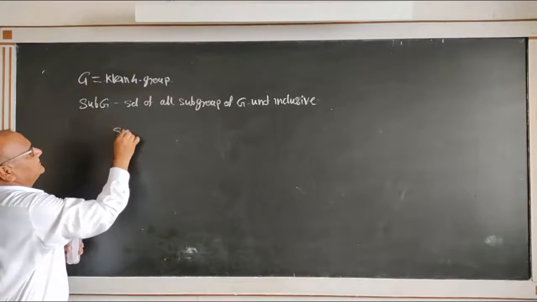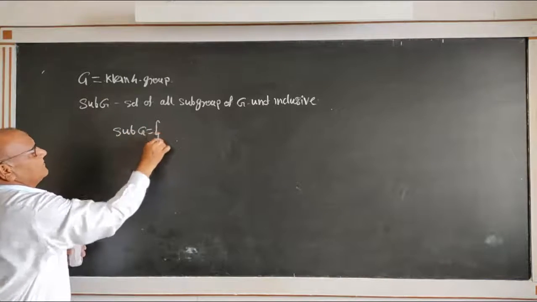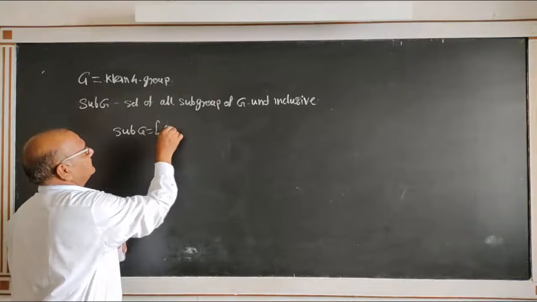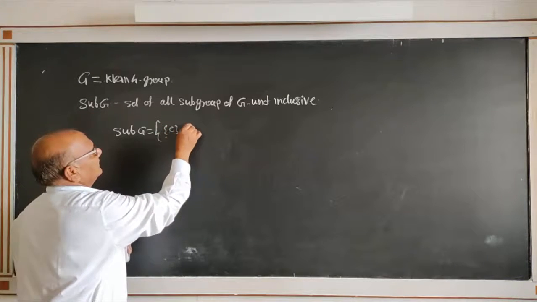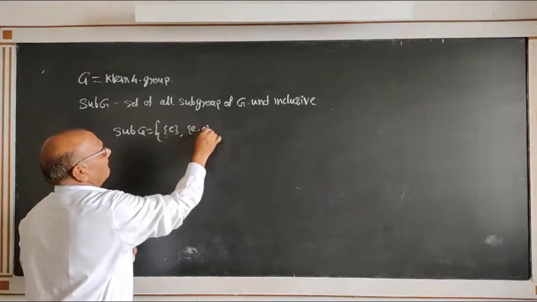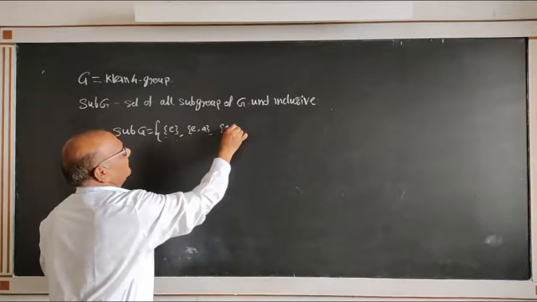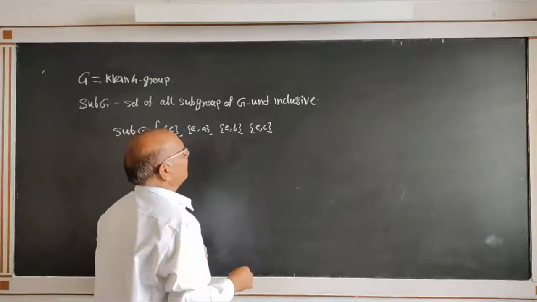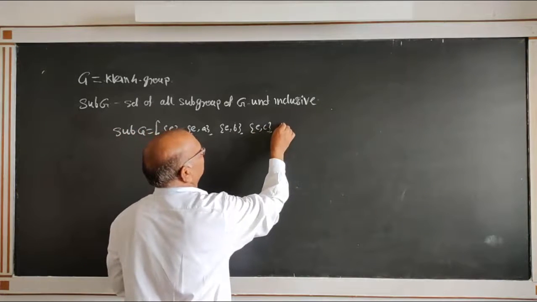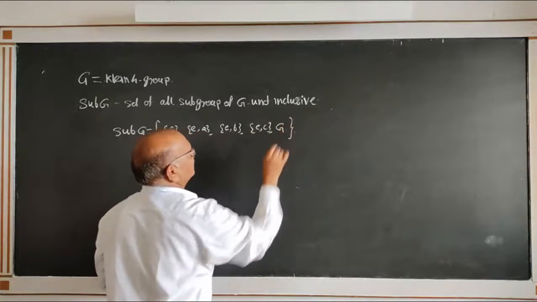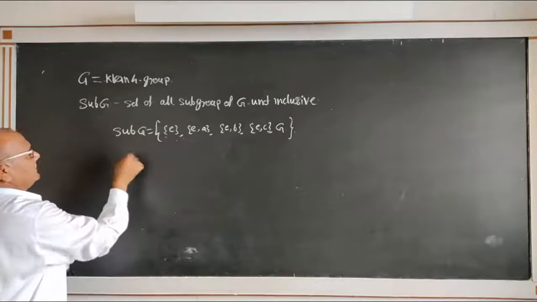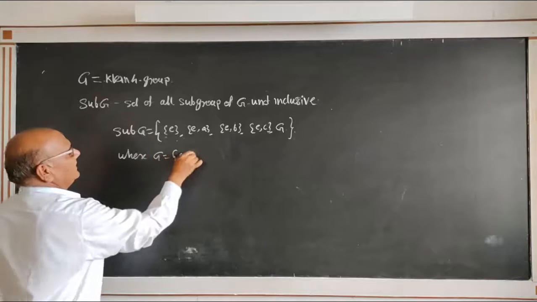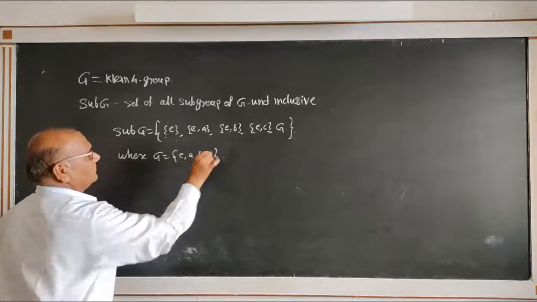Here Sub G consists of the singleton {e}, {e, a}, {e, b}, {e, c}, and G itself, where G contains e, a, b, c, the Klein 4-group.